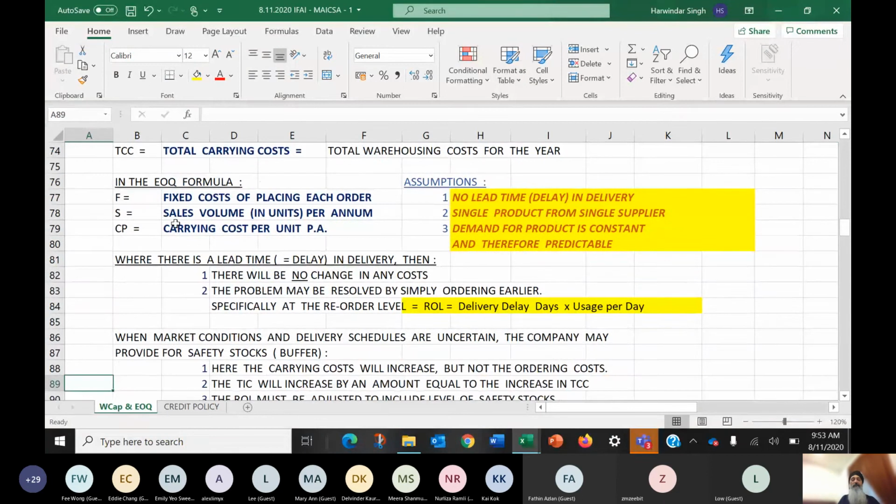In the EOQ formula, F is the fixed cost of placing each order, S is the sales volume in units, CP is the carrying cost per unit per annum. The assumption is that if this company uses this formula and it can minimize the cost, the usage is quite constant. When it comes to zero or almost zero, we pick up the phone, call the supplier, and say we need 3 containers of this stuff. And the moment you put your phone down, the lorry is there already, no delay in delivery. Of course, that doesn't happen in real life.